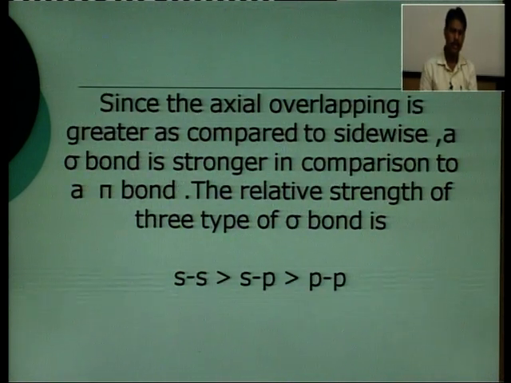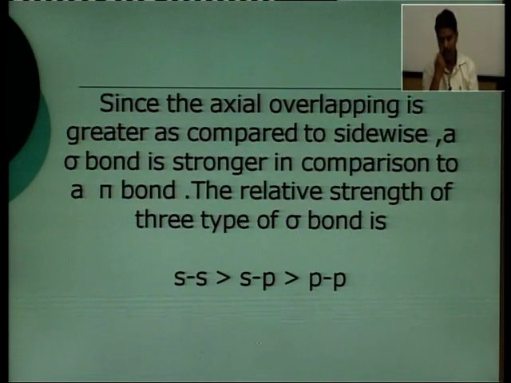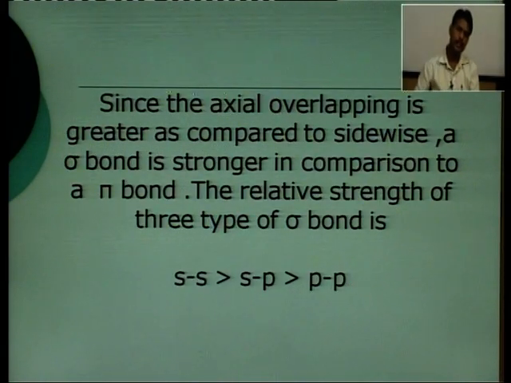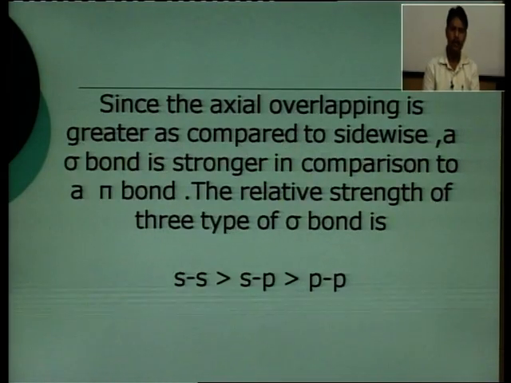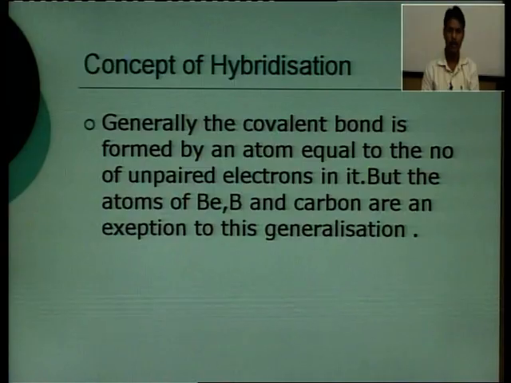Since the axial overlapping is greater as compared to sideways, a sigma bond is stronger in comparison to a pi bond. The relative strength of the three types of sigma bond is SS, SP and PP. There is more overlapping in SS orbitals, so the strength of the sigma bond in SS is greater as compared to SP and PP orbital overlapping.